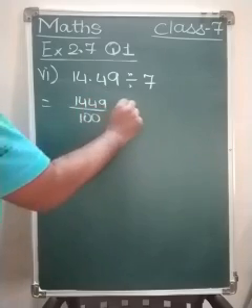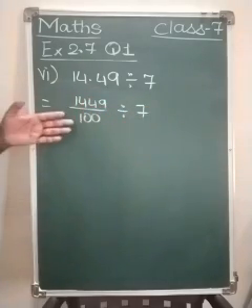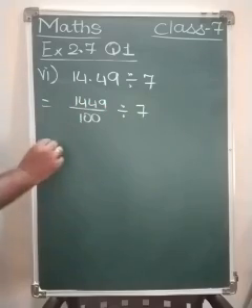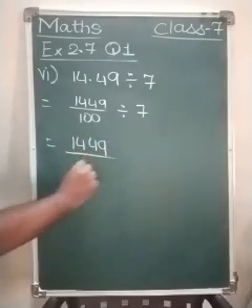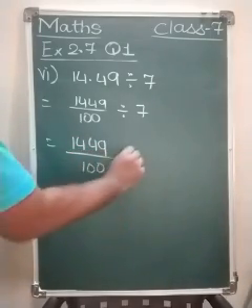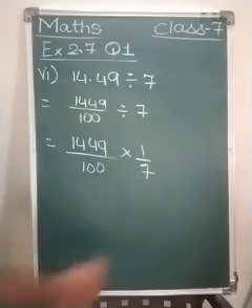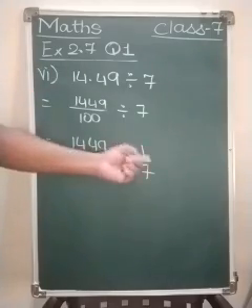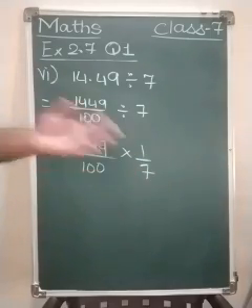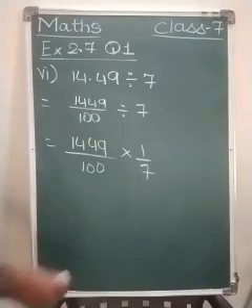1449 divided by 7. This step you have to show, you have to write it down. Now keep, flip, change: 1449 upon 100 multiplied by 1 upon 7. Once what is to be done is clear with you, this can be done very easily. Now here we have to start the division.